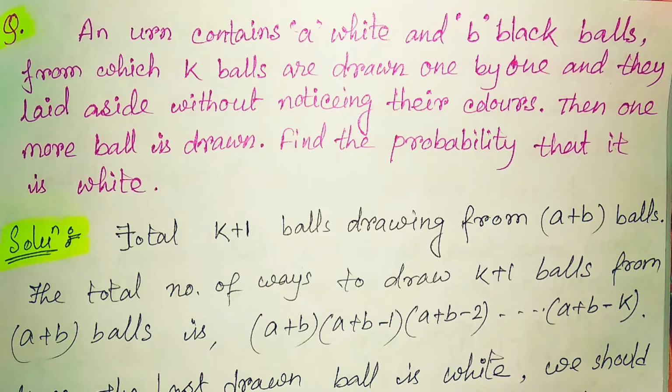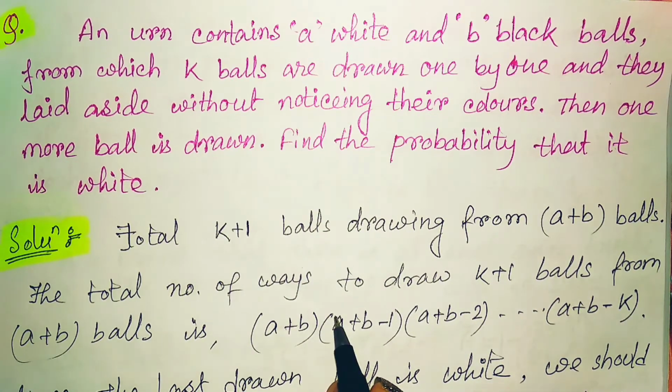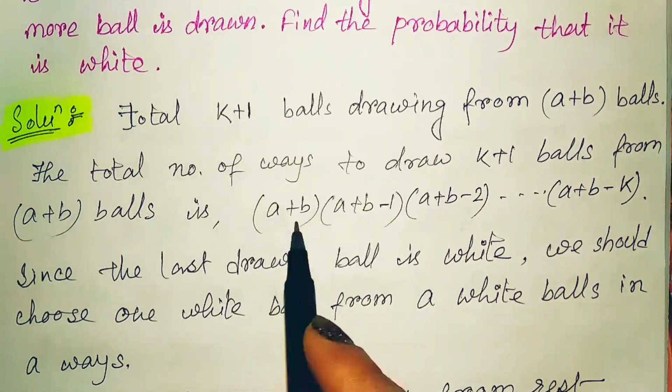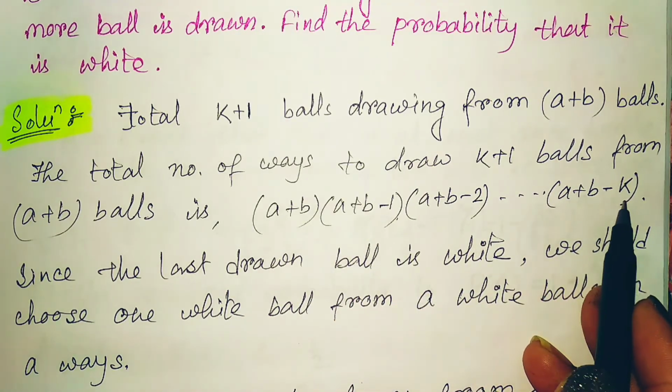So what happens? There is one urn which contains a number of white balls and b number of black balls. K balls we will draw from there and keep them aside without noticing their color. After that, when we draw the k plus 1th ball, we will find the probability that this ball is white. So the total k plus 1 balls are drawn from a plus b balls. So the total number of ways to draw k plus 1 balls from a plus b balls is definitely: first there are a plus b ways, then a plus b minus 1 ways, and in this way up to a plus b minus k ways.